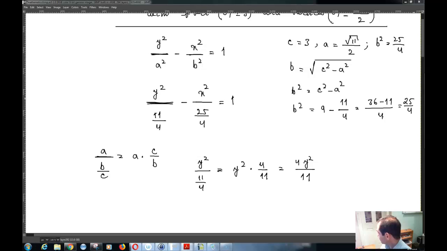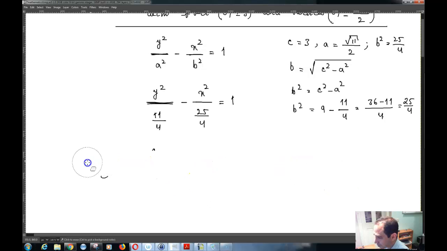Now let me see how they have written this equation over here. They have just simply written it in this form, so I'm going to just do the same thing, meaning that you can write this as 4y squared by 11 minus 4x squared by 25 is equal to 1.